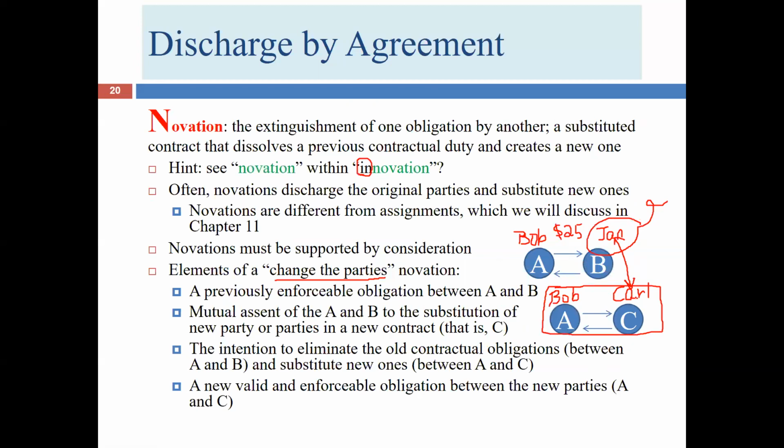If Carl does a bad job mowing Bob's lawn, Bob's going to have to sue Carl. Bob can't sue Jan because Bob and Jan's contract went poof when we had this novation. But of course, Bob can sue Carl, and of course, Carl can sue Bob if Carl breaches. So this is a neat way for Jan to fall out of the situation. We'll talk about assignments in Chapter 11. So bookmark this and realize that there's another way of doing this same thing.